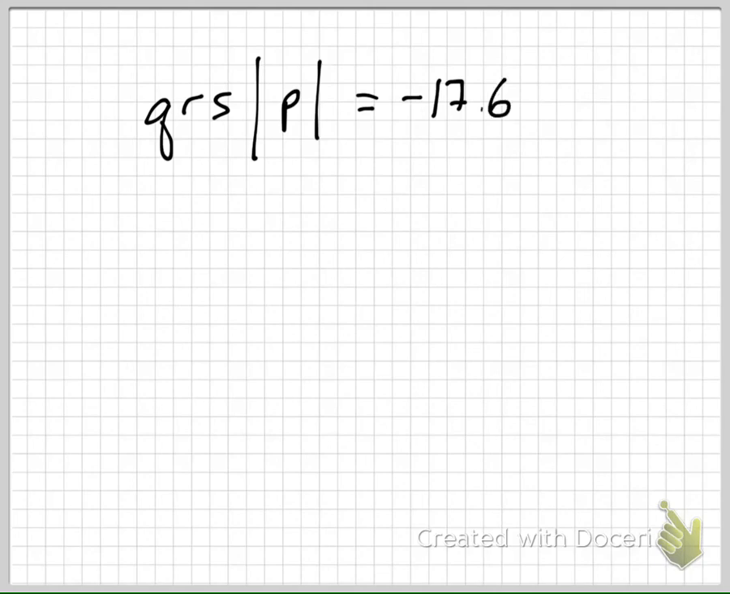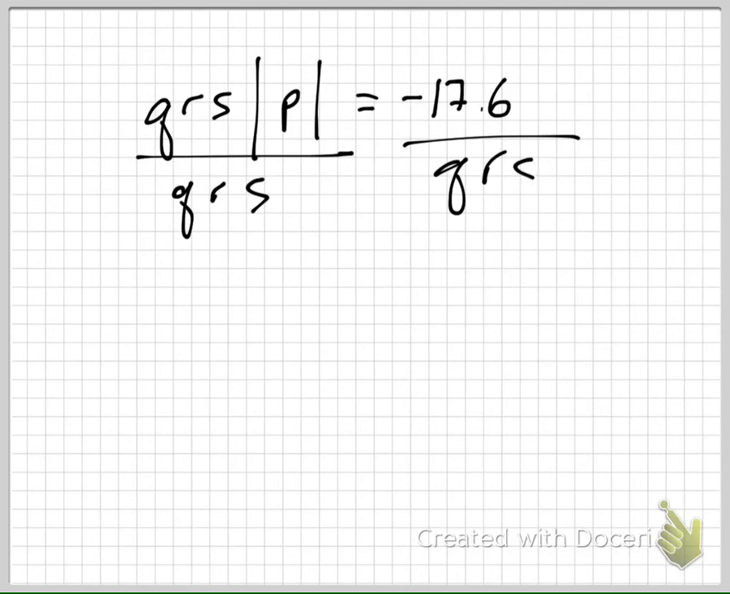What if I have this? What if I say I want to solve for p, and I have QRS times the absolute value of p equals negative 17.6, and I'm solving for p here. What am I going to do? Divide by QRS. The absolute value of p. Do you see what I'm saying? Just because it's ugly, the rules don't change. You still do the same steps. You're still going down the list of what you already know how to do. Right?